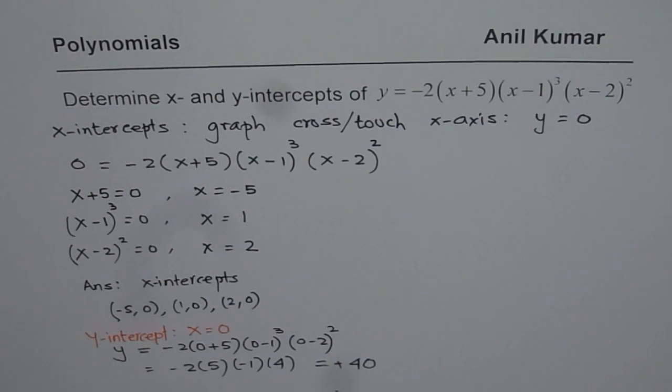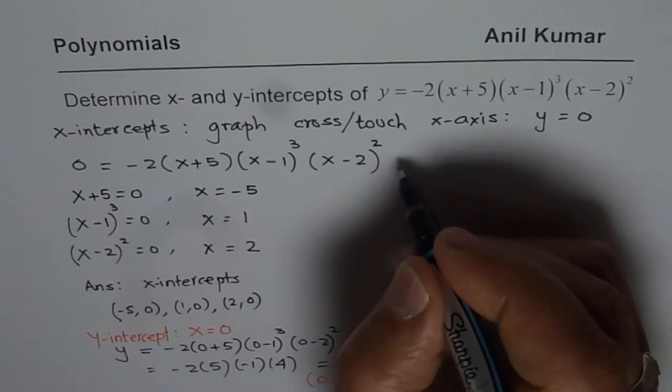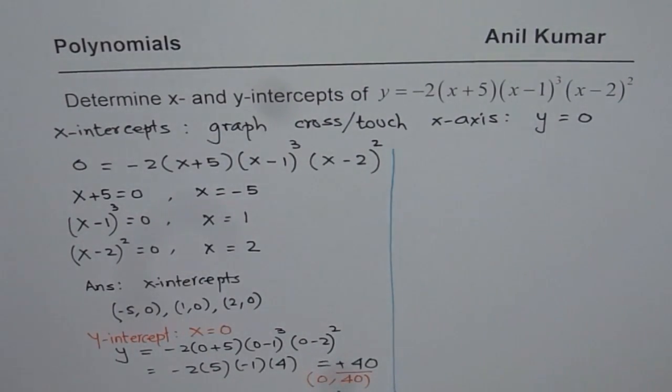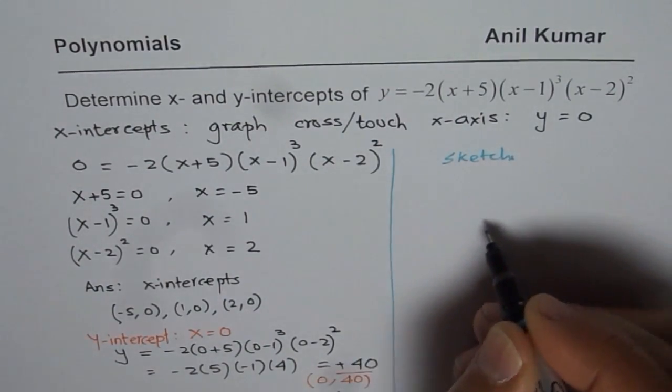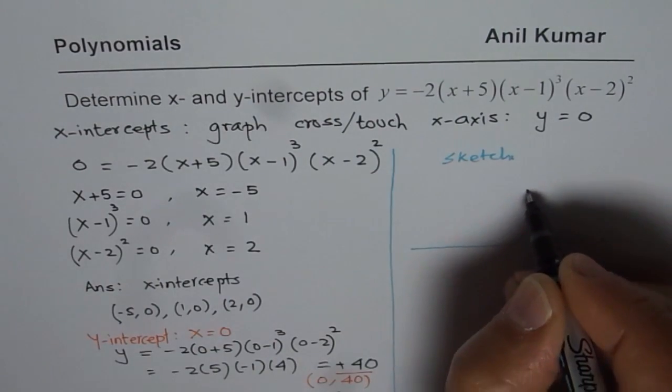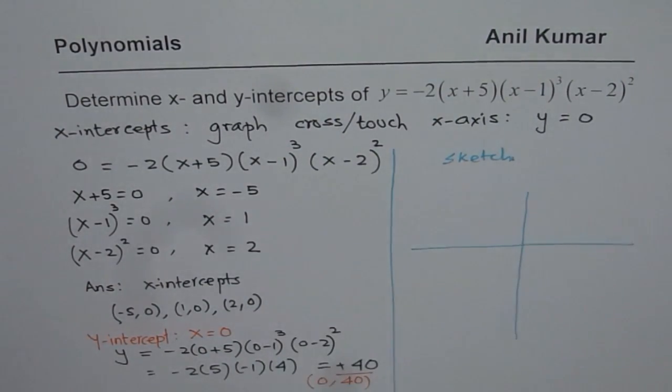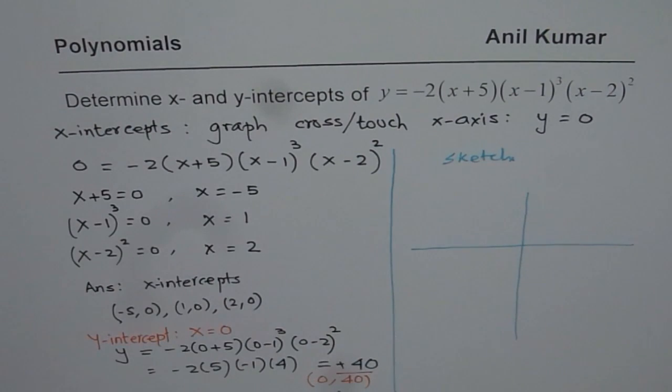So that is how we can calculate the x and y intercepts. That is the y-intercept for us. In coordinate points, you can always write this as (0, 40), because the x value is 0. Now, in addition to this, I would like you to sketch the graph of this function. Now you know the x and y intercepts, so you can practice how to sketch. That is an exercise for you. You can just sketch using the zeros, the properties of zeros, and the y-intercept. So I'm just extending it to the sketching part.